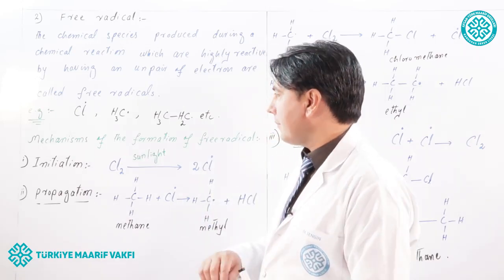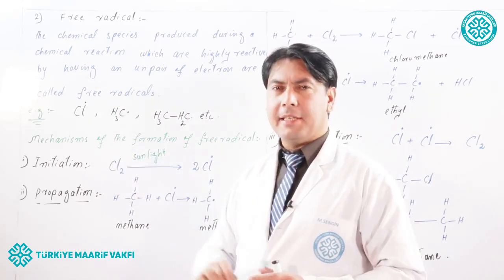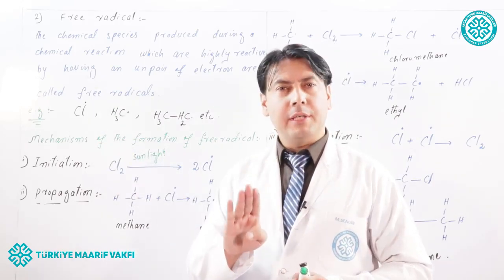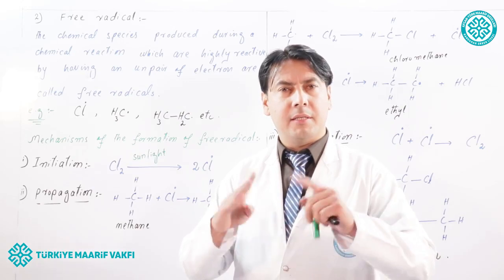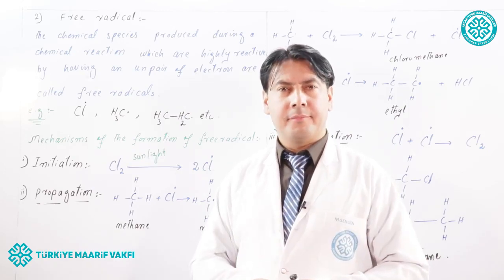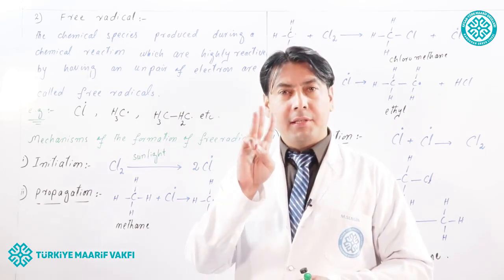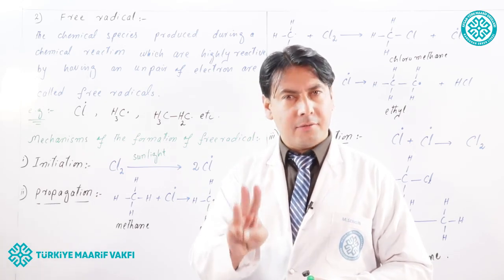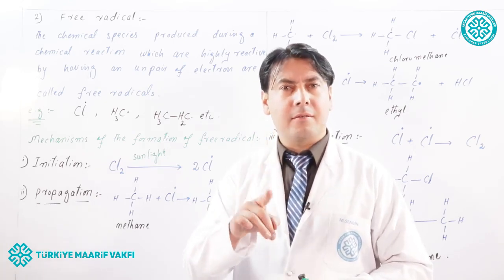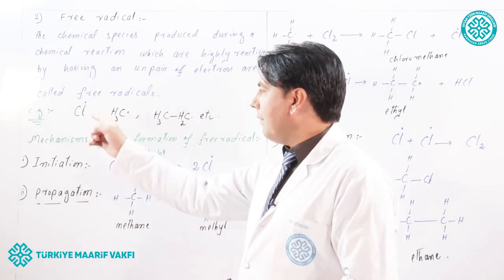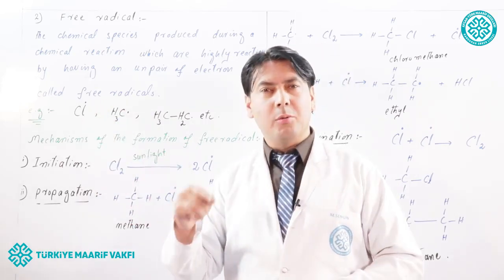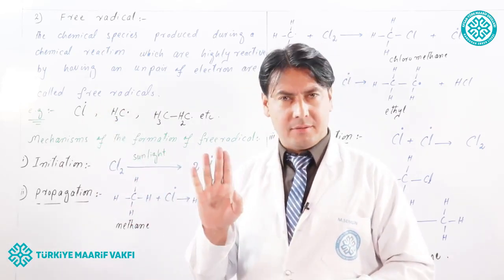For example, chlorine free radical. We know chlorine has 7 electrons in its valence shell. They have 3 paired electrons in the valence shell and 1 electron is unpaired. So we will mention here only the unpaired electron.